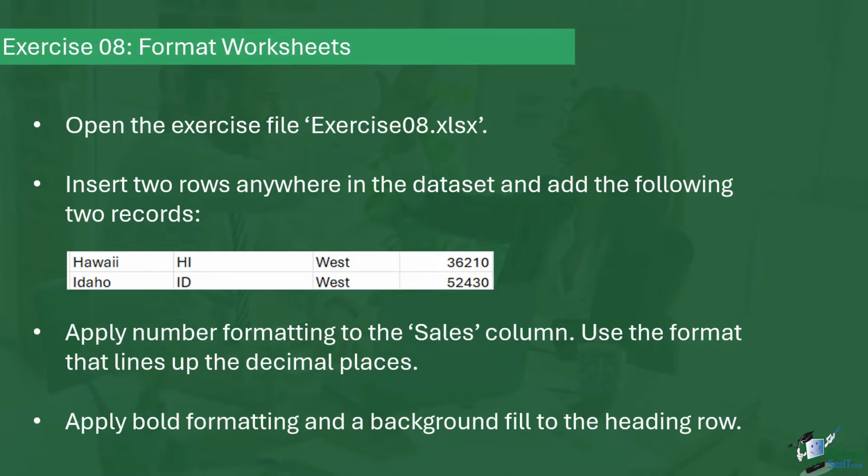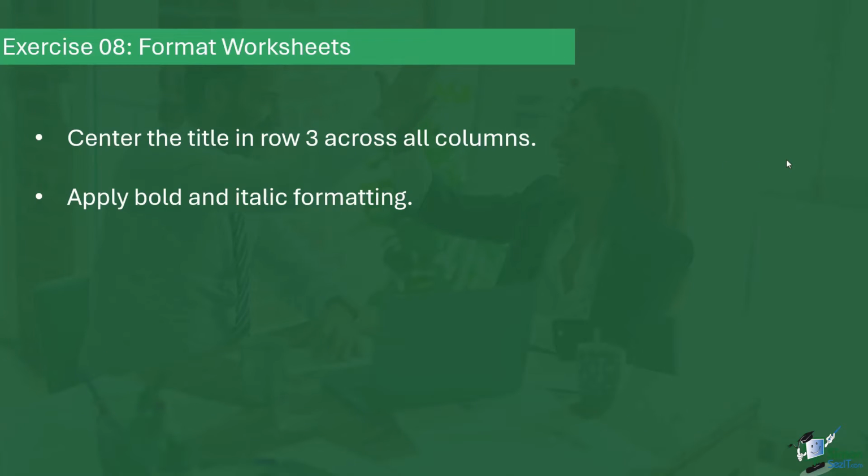Once you've done that, I'd like you to apply number formatting to the sales column. And I'd like you to use the format that lines up the decimal places. I'd then like you to apply bold formatting and add a background fill to the heading row. I'd then like you to center the title in row 3 across all columns. And finally, apply bold and italic formatting to that heading row. If you'd like to see my answer, then please keep watching.